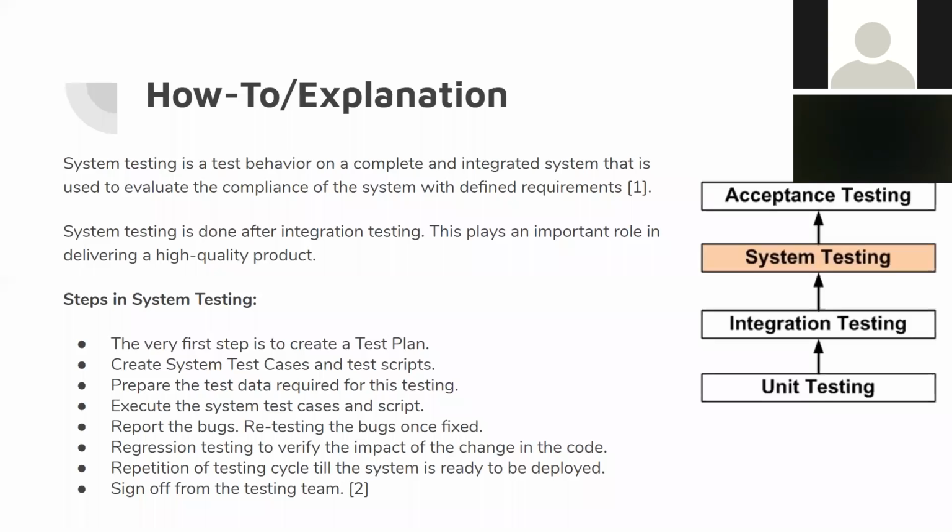You'll then report bugs, retest all those things once fixed. And after those bugs are tested, you'll want to do regression testing to verify the impact of code changes. After you've verified that, you'll repeat the cycle until the product is ready to be deployed. After that, the last step is to sign off.